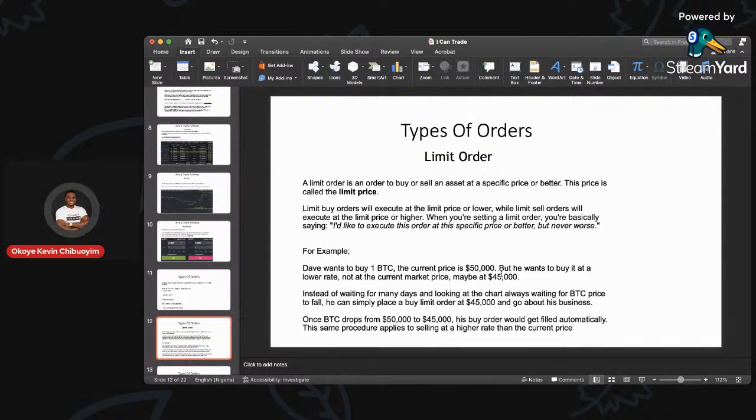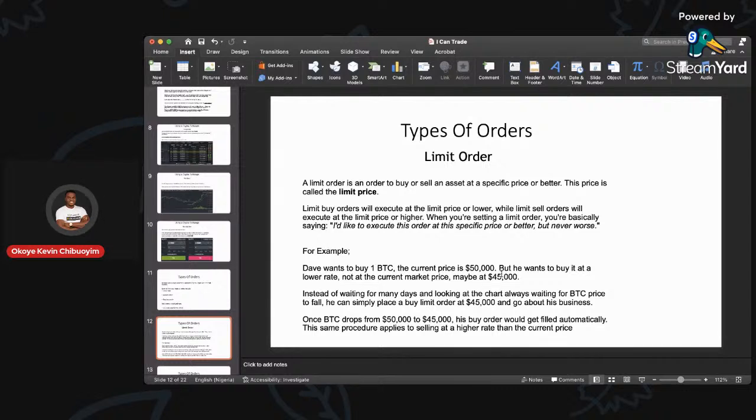That is it. But remember, you've already placed your mind that you're going to buy it at 2,000 naira. So you have the order placed at 2,000 waiting. That's the same thing that limit order means. So it allows you to buy at a specific price. So limit buy orders we execute at a limit price or lower, while limit sell orders we execute at a limit price or higher. So when you are setting a limit order, you are basically saying, I want to execute this order at a specific price.